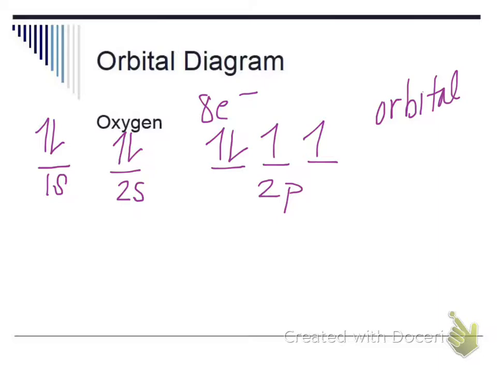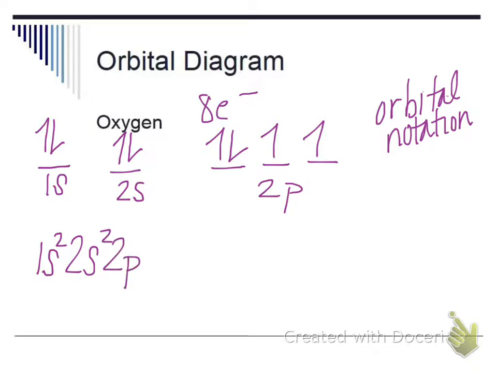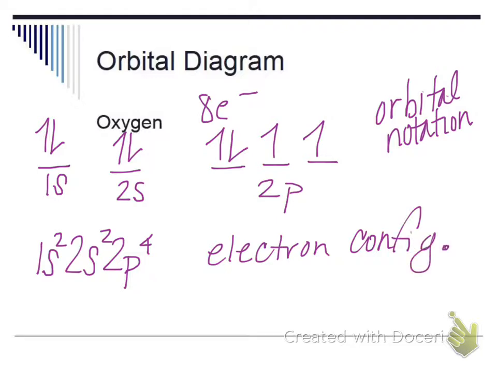This is called its orbital diagram, orbital notation. If you see the word orbital, it means draw arrows. Sometimes they're called orbital diagrams, sometimes we say orbital notation. Now, the longhand notation, which means I don't have to draw the arrows, is this. In 1s, I have how many electrons? 2. In 2s, how many electrons? 2. In 2p, how many electrons did I write? 4. This is its electron configuration.